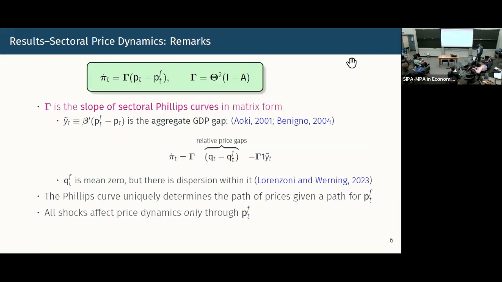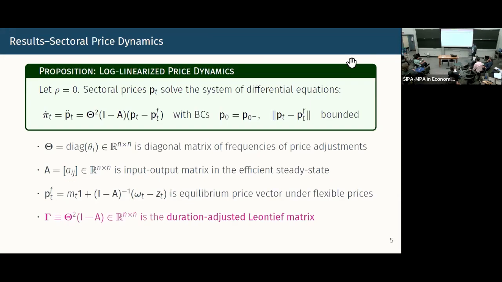So let's talk about that a little bit. What is the economic significance of this equation? Let me take this matrix theta squared times I minus A that shows up in my equation and call that gamma. That's going to be a key matrix here. We're going to call that the duration adjusted Leontief matrix. This I minus A component is the Leontief matrix. Theta has these Calvo parameters in it that in the data we can measure as a duration between price changes in different sectors. So we call this the duration adjusted Leontief.